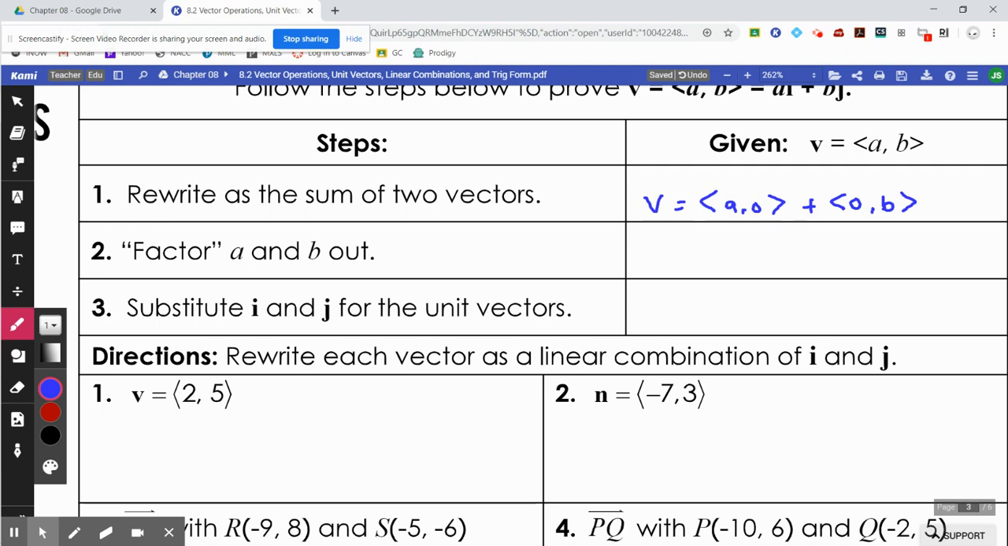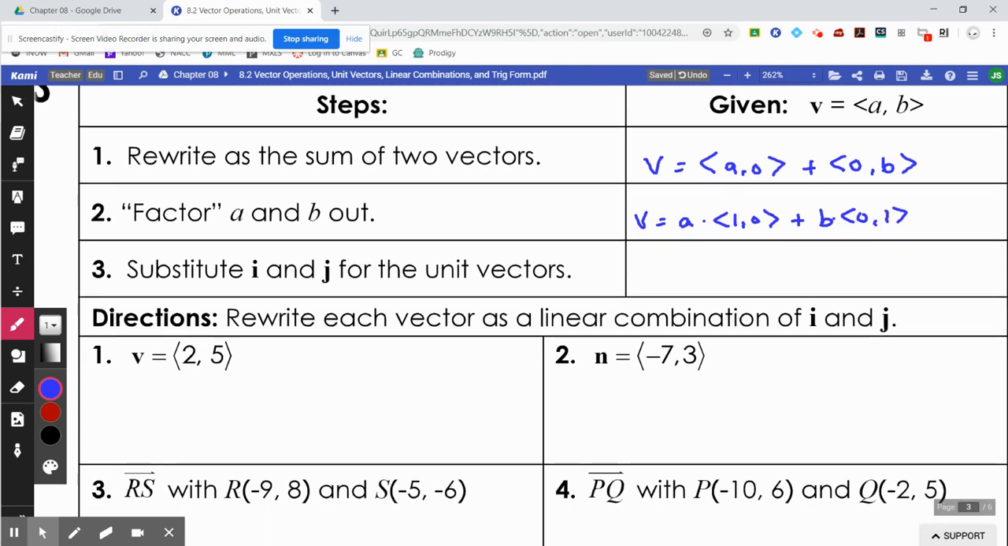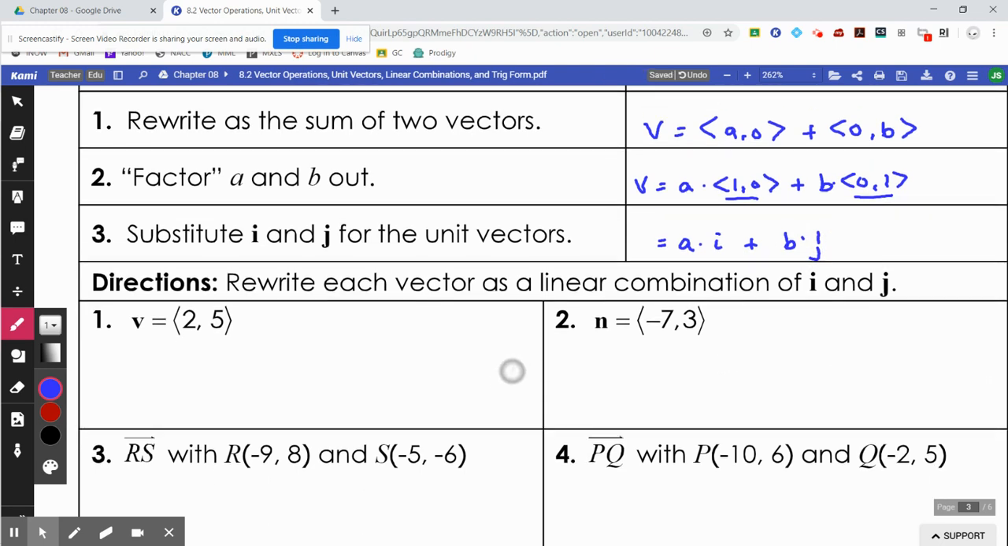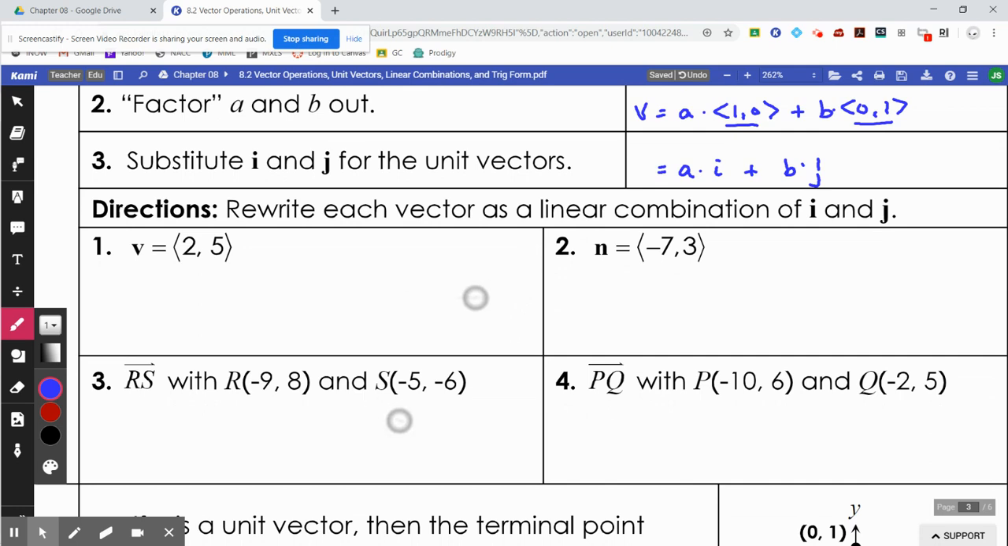Now let's factor an a and a b out. So vector v we can now say is the same thing as a times 1 comma 0 plus b times 0 comma 1, because they are. If you were to distribute that back out, you would get, again, a comma b eventually. And then substitute, because we know that 1, 0 and 0, 1 is the same thing as what we just found out as i and j. So a times i plus b times j.